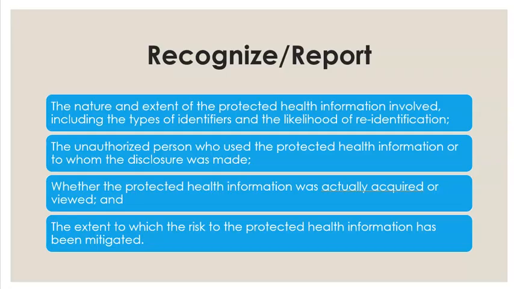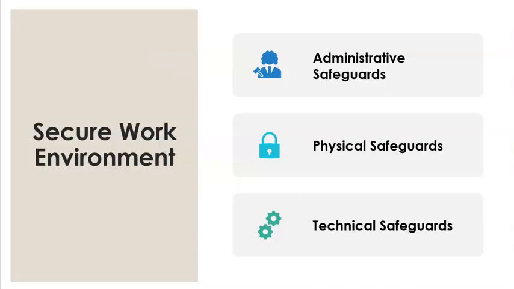Next up, we want to look at the secure work environment. As it relates to secure work environment, there are 3 safeguards that you will want to be familiar with. Administrative safeguards, I think of those as our policies, right? Because those are documented formal practices that we have in place to manage security measures throughout our organization.